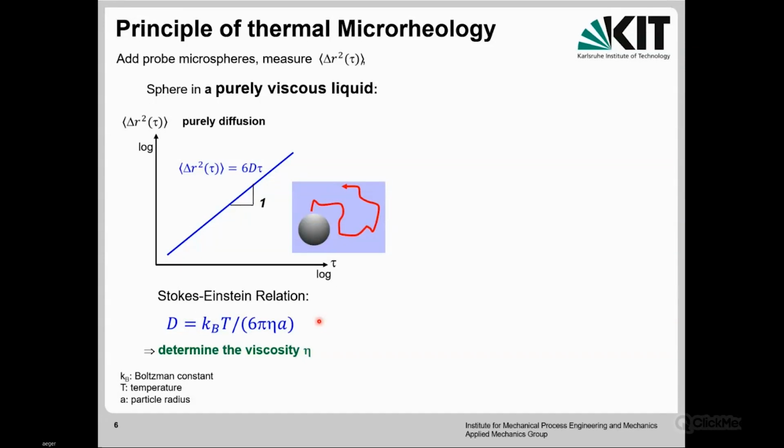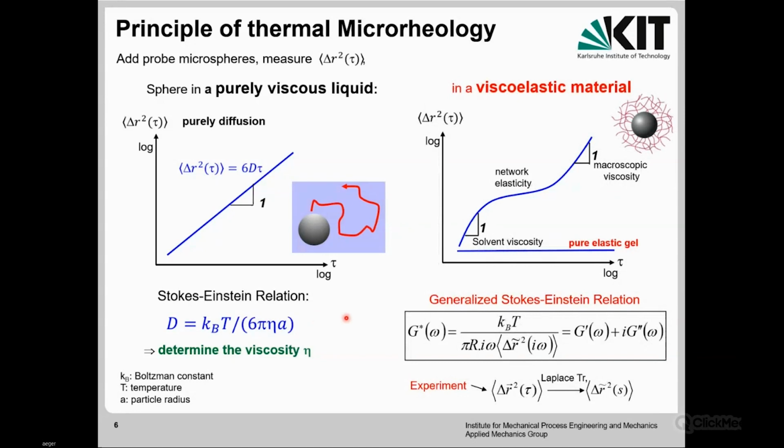In a viscoelastic material, the variation of the mean square displacement as a function of lag time is given by this curve. You see, you now have a so-called S-shaped curve. At very short times, you have a slope of 1. This is because at very short times, the tracer particle is sensing the solvent viscosity, so we have diffusion. Therefore, you have a slope of 1.